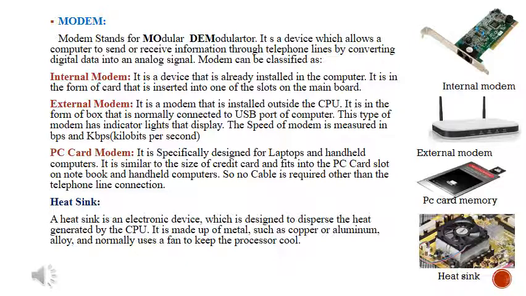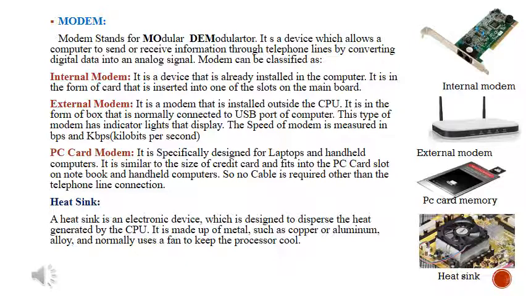External modem. It is a modem that is installed outside the CPU. It is in the form of a box that is normally connected to a USB port. This type of modem has indicator lights that display. We are able to see the three lights which are displayed on the modem when the net is connected. When the net is working properly, three lights are highlighted. You can observe this in your houses.